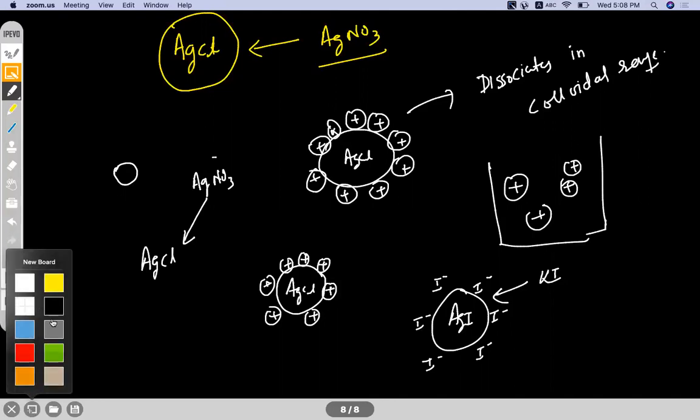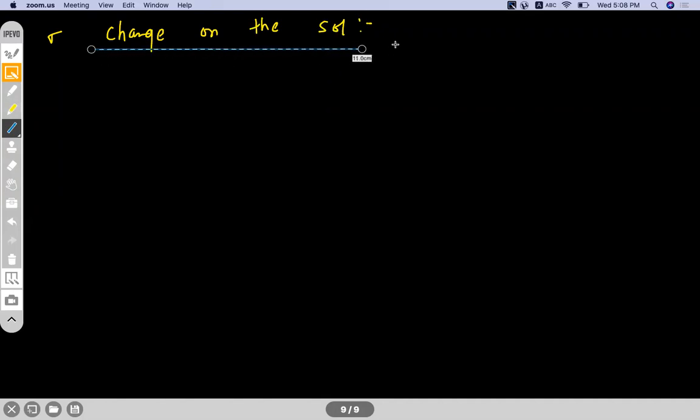You see, one point to write down next. The heading you write down: charge on the sol. We don't have many examples here, four or five that you need to memorize. Charge on the sol. The sol can be positively or negatively charged.